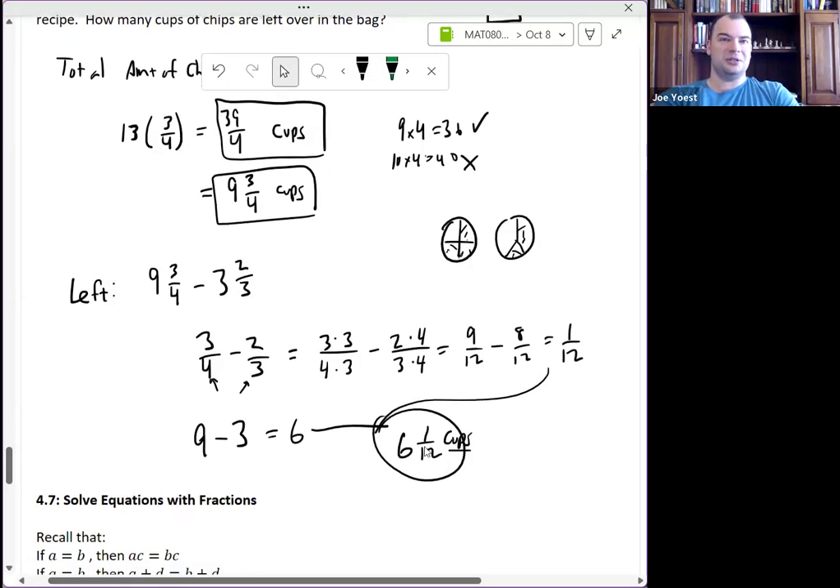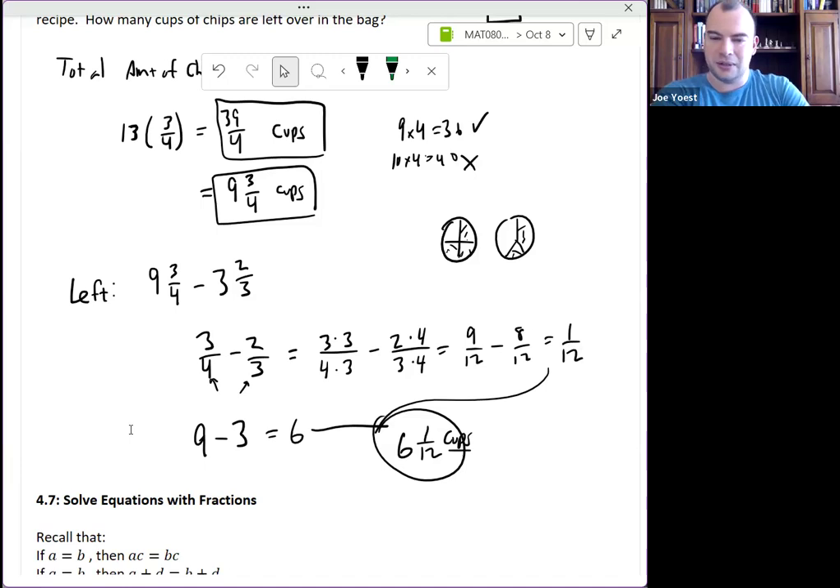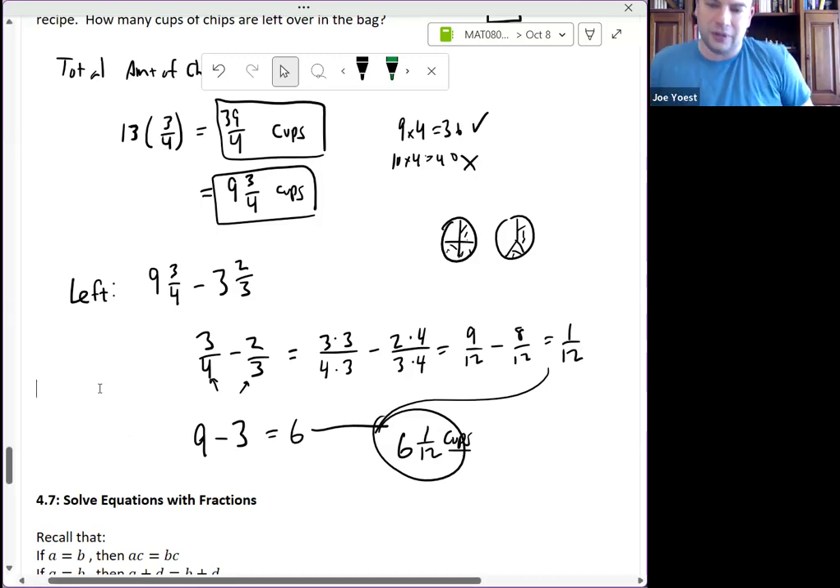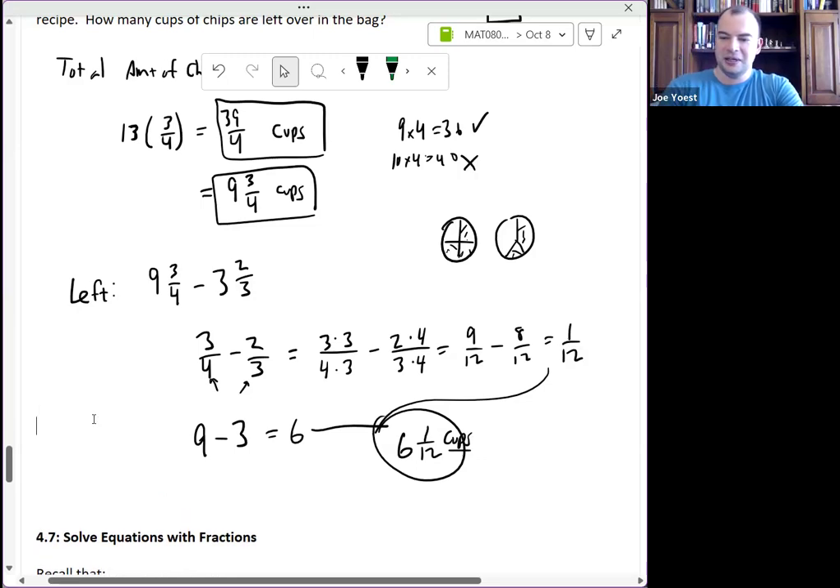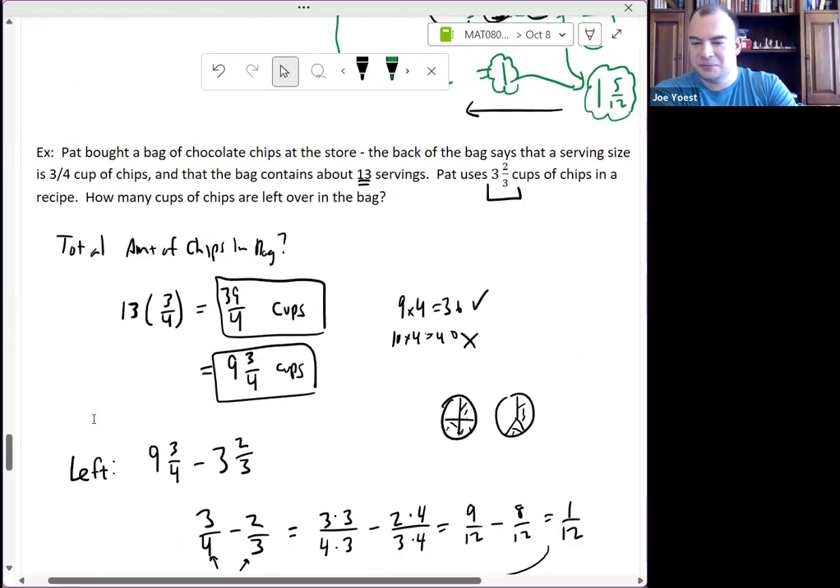So he ends up with 6 and 1/12 cups, and then he can decide if that's enough to make some other future recipe, or if he needs to go back to the store. Hopefully 6 cups of chocolate chips would be enough for most recipes. It'd be quite chocolatey if it wasn't.